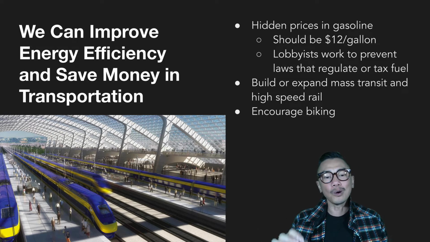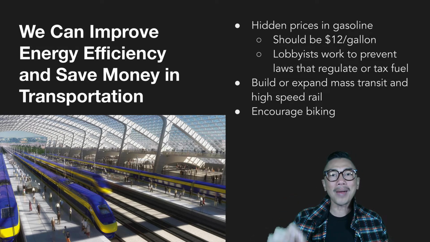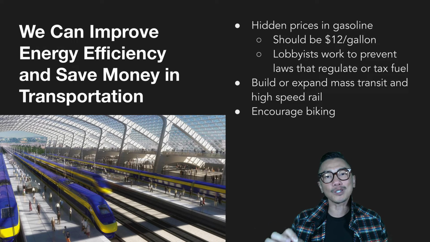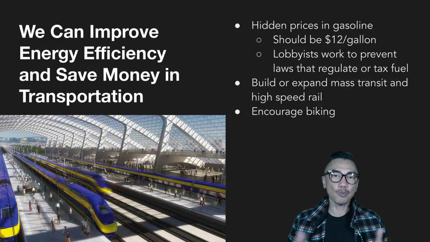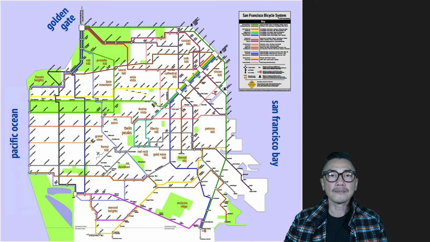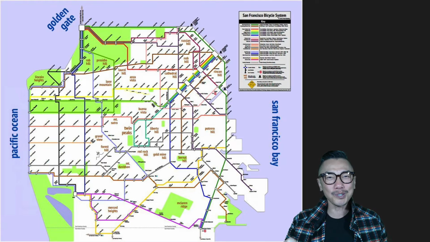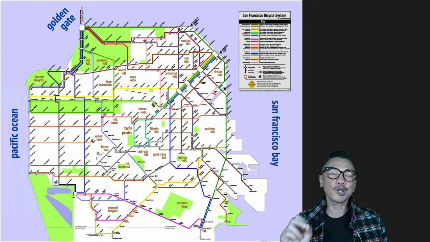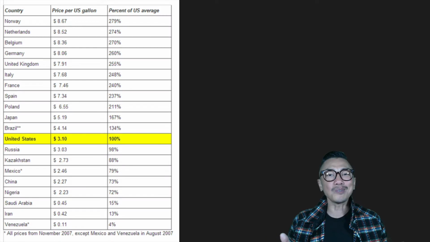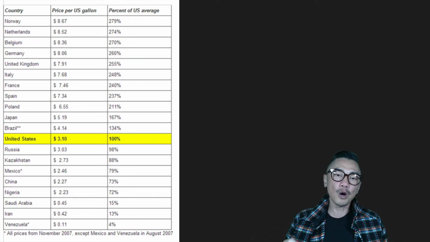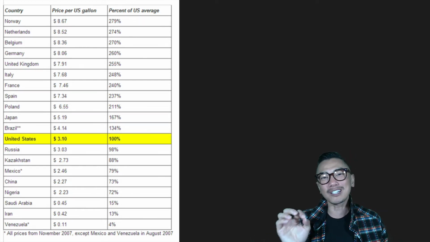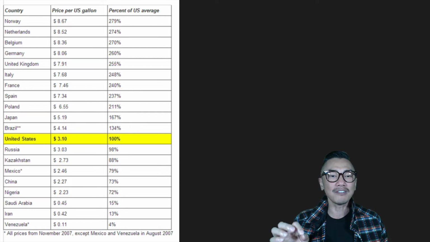We can also build or expand mass transit, including high-speed rail, and we can encourage more biking. This is a map of bike paths and bike lanes in San Francisco, which were developed to encourage biking and make it safer. This is a table of average gas prices per gallon around the world. All of these prices are lower than what it should be if we included all the hidden cost of gasoline use.